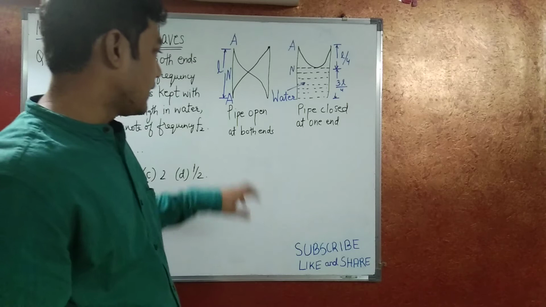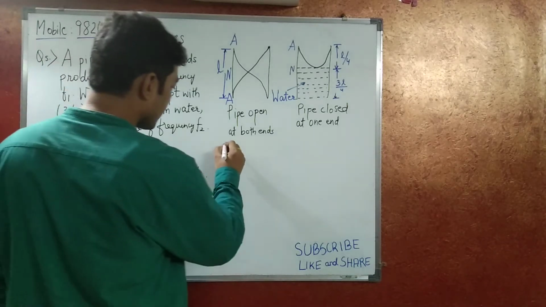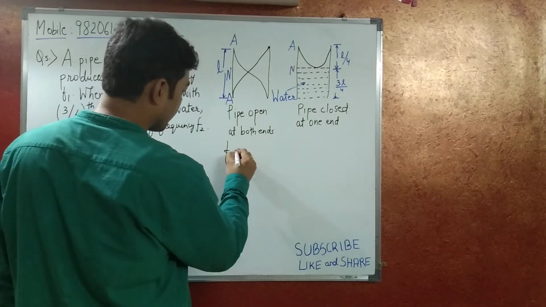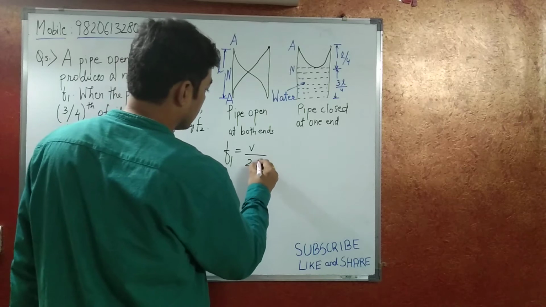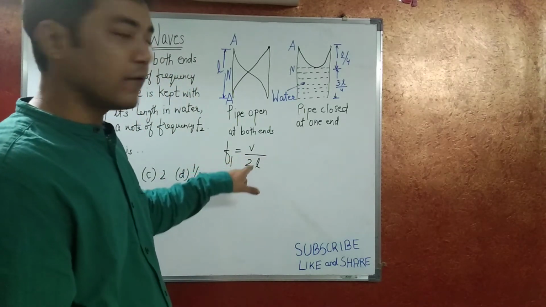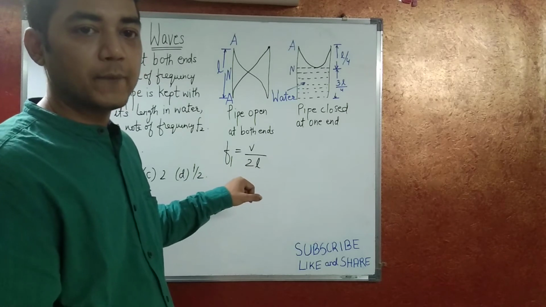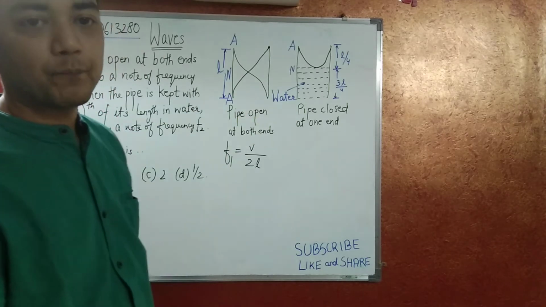Now I write an expression for fundamental frequency. F1 is equal to V by 2L. This is the expression for fundamental frequency in case of a pipe which is open at both the ends.